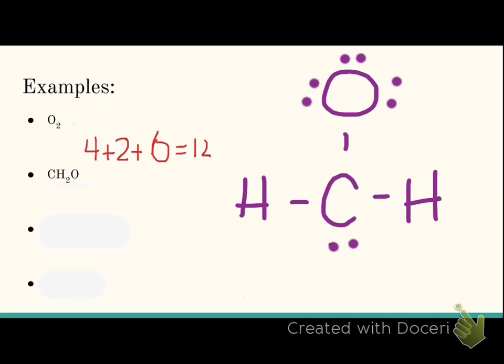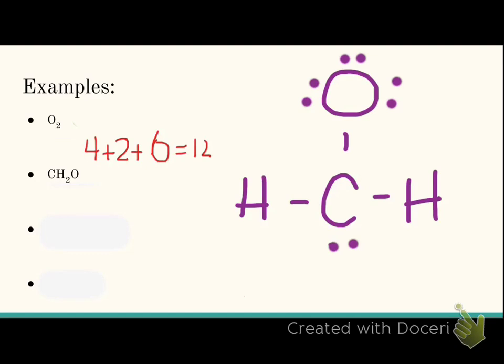So remember, hydrogens do not need any dots. Hydrogens follow the duet rule, so hydrogen is satisfied with just having a bond. Carbon and oxygen, however, both need to follow the octet rule and have 8. So I start out with 12, so I need my electron count to match that.